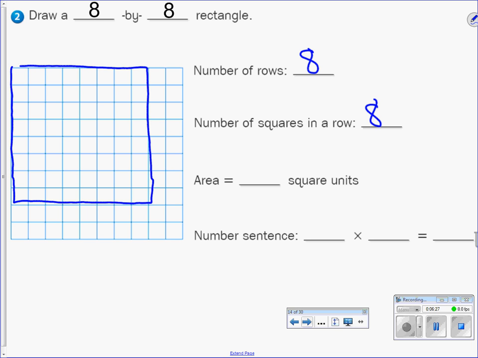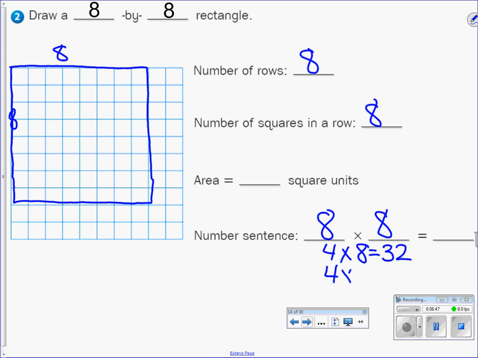And there is my 8 by 8. Okay, once again, that would make it 8 times 8. And if I didn't know that, I could break it apart and do 4 times 8. Okay, 8 plus 8 is 16, and 16 plus 16 is 32.